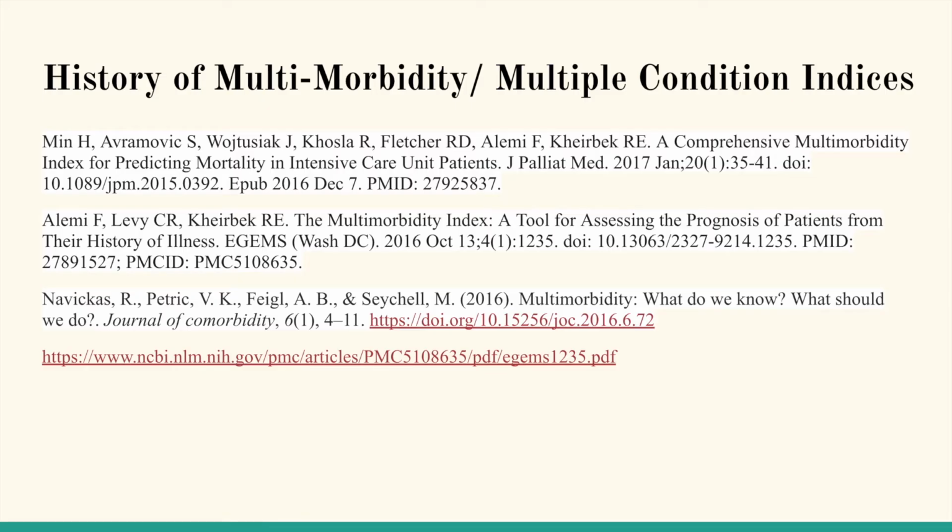To begin, I will talk about the history and background of Multi-morbidity Index. So, multi-morbidity is defined as the co-occurrence of two or more chronic conditions and is used for assessing and predicting the prognosis of patients based on the history of their illnesses and current diseases. Here I have added a few citations and links to where you can learn more in detail about the multi-morbidity concept.